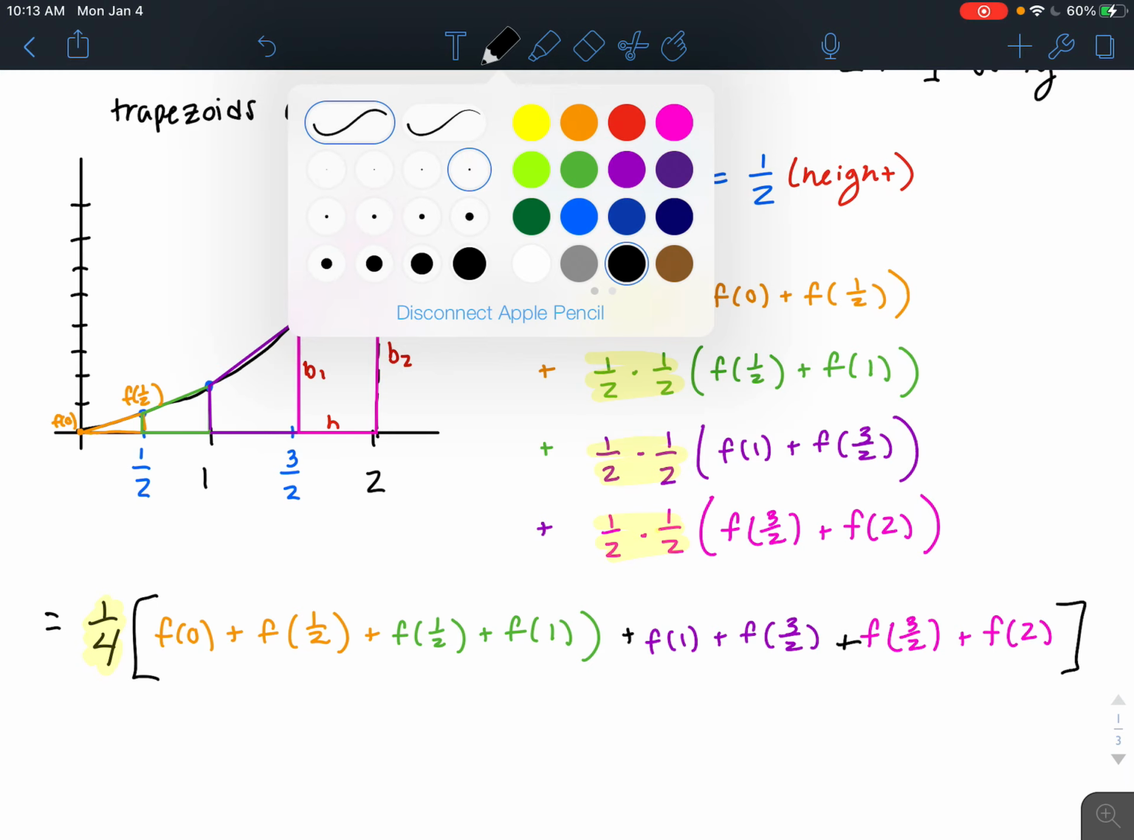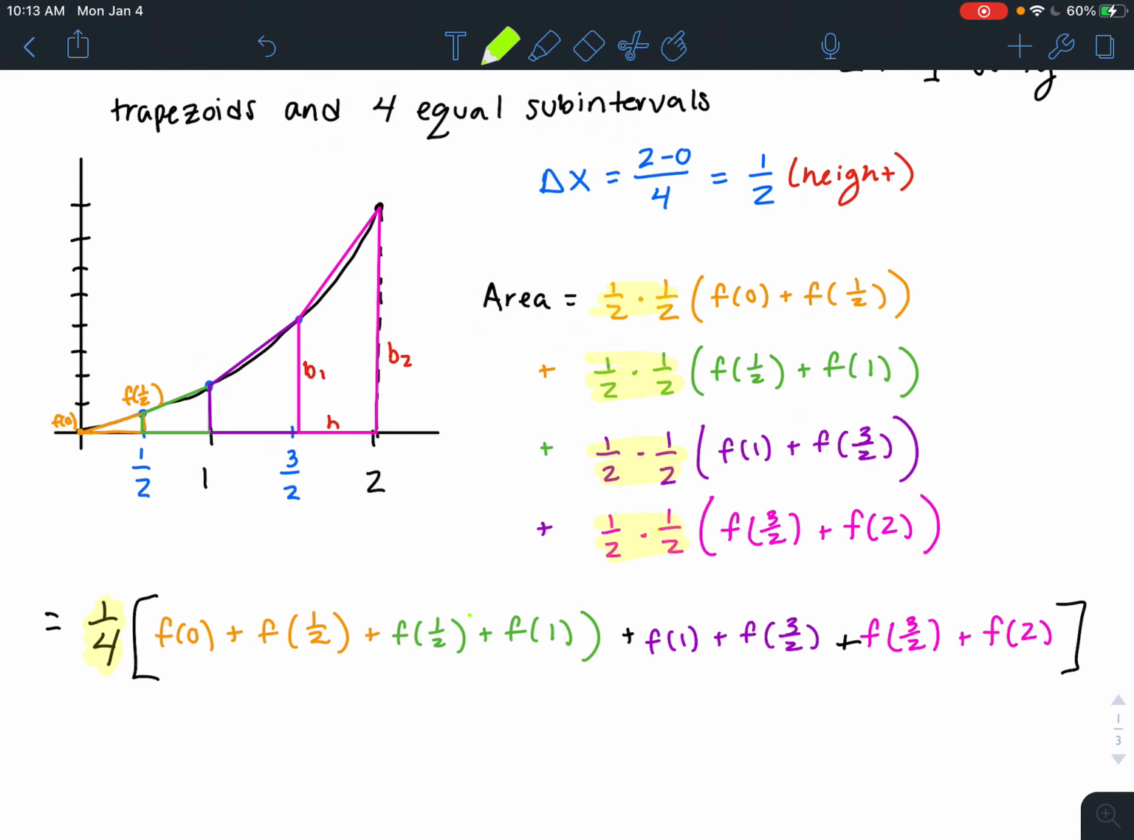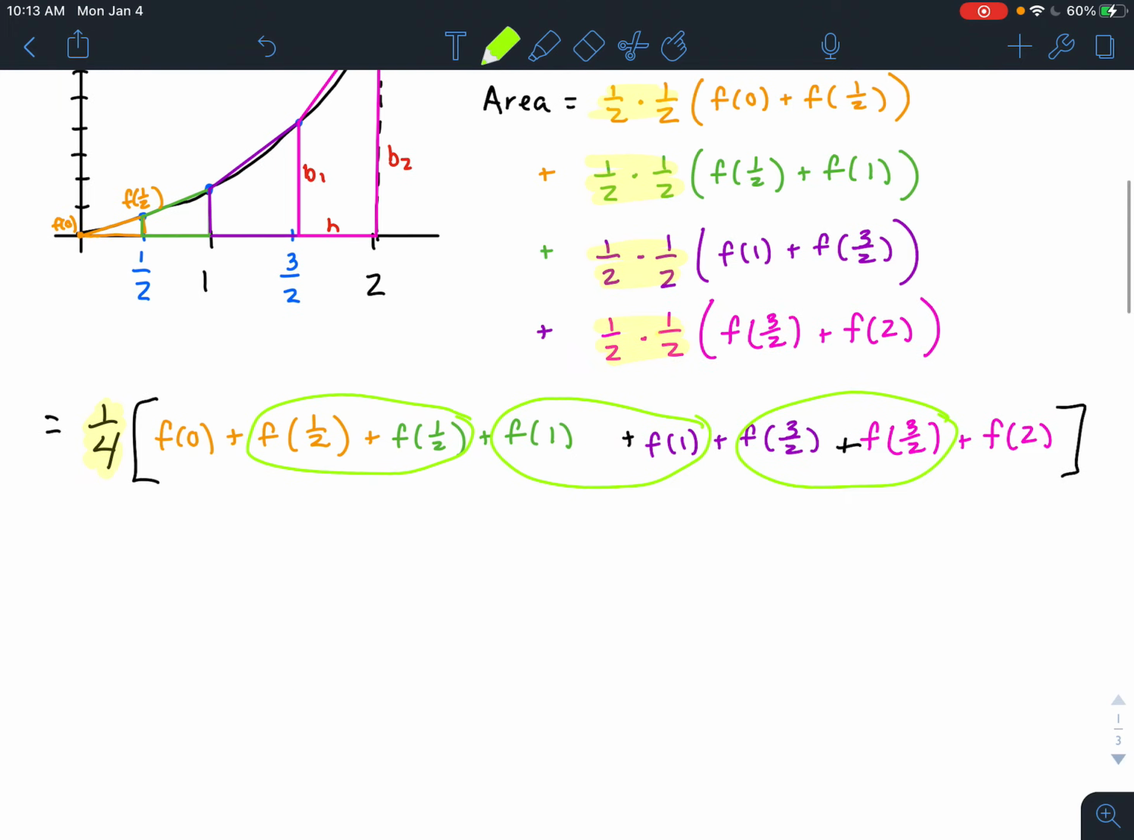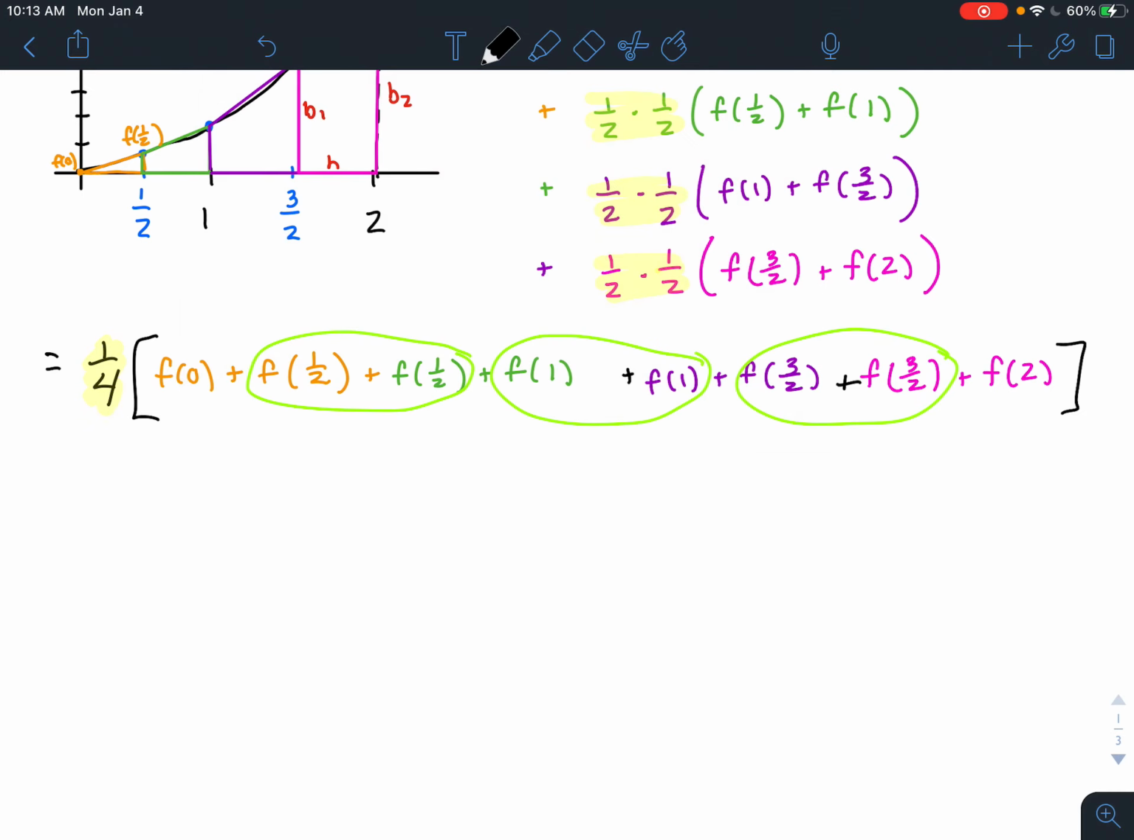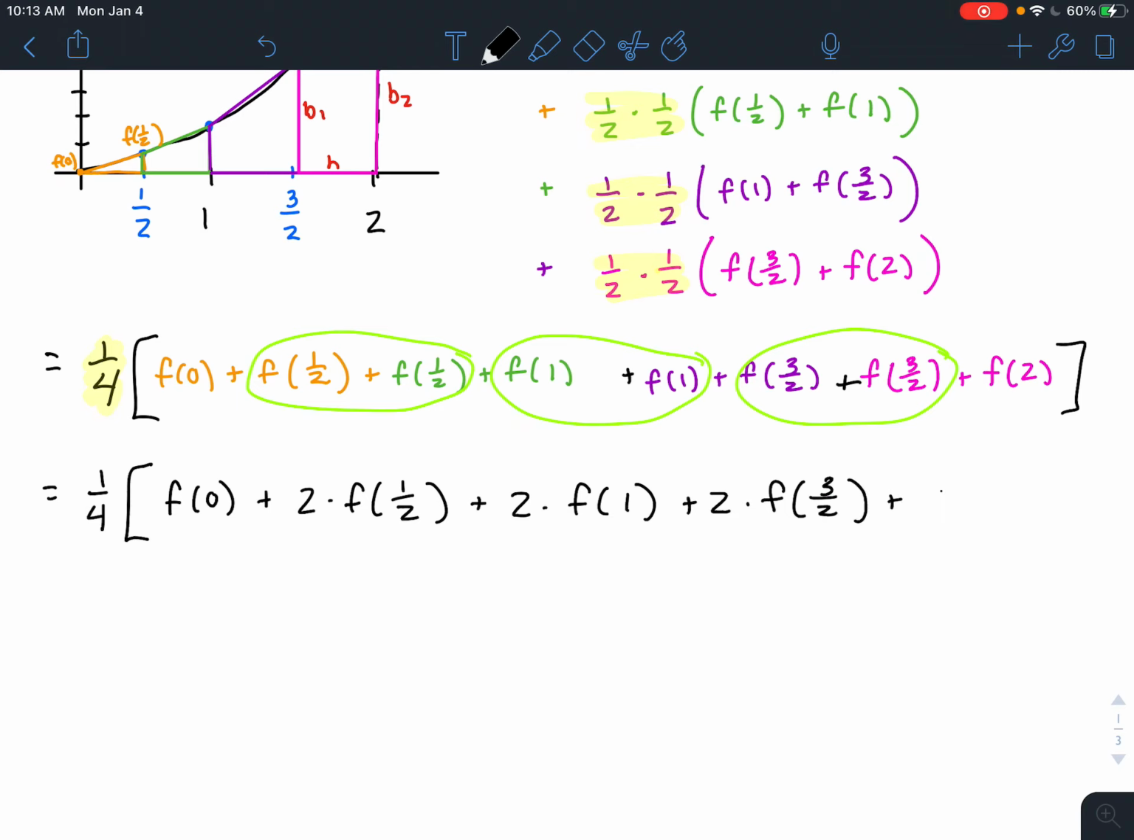Okay, all right, so we have all of this. Then we can see that some of them have been doubled up. So our middle 3 lengths are all doubled up. If we were to write this in a way that might be simpler to type into our calculator, we have f of 0 plus 2 times f of 1/2, plus 2 times f of 1, plus 2 times f of 3/2, plus f of 2.